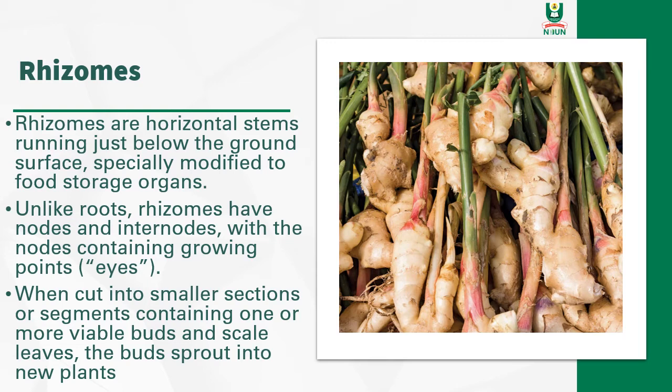And when you cut these rhizomes in smaller sections or segments, you can have viable buds that will grow into plants eventually. So what you have to do when you get rhizomes like this is just to target the eyes, and then you cut them accordingly. And when you plant each of these parts, you get another new plant entirely. So it's quite easy.